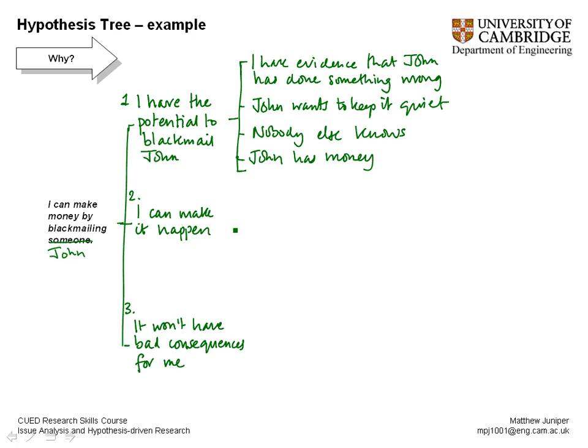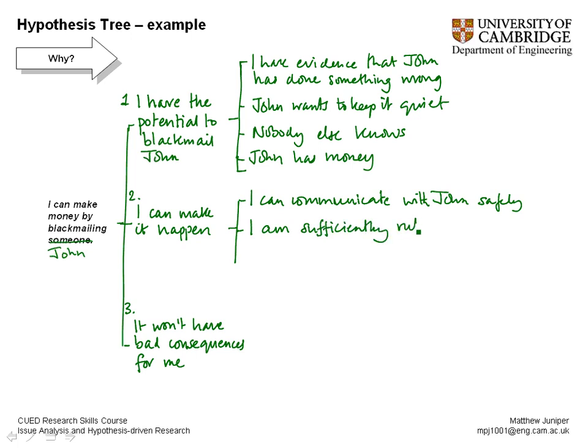So the second one is I can make it happen. Now, before we had this idea that I can communicate with John, in other words, my communications won't get intercepted. I think a particular one for me anyway is that I am sufficiently ruthless. You have to be actually prepared to go through with this, taking all the consequences into account. And then I suppose you've also got to do things like I can launder the money. Now, it won't have bad consequences for me. We touched on this before.